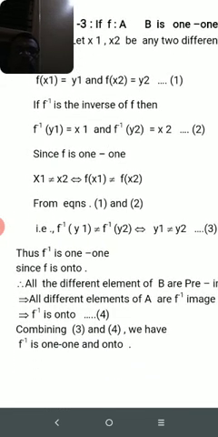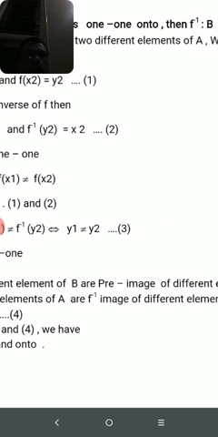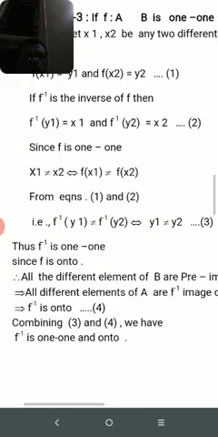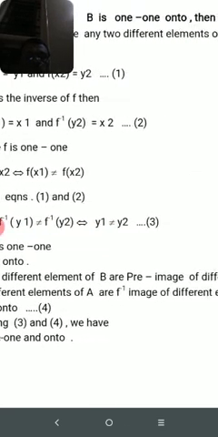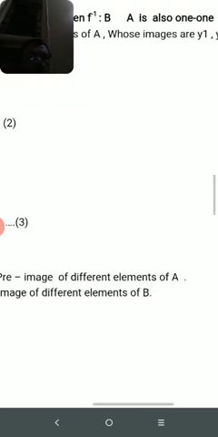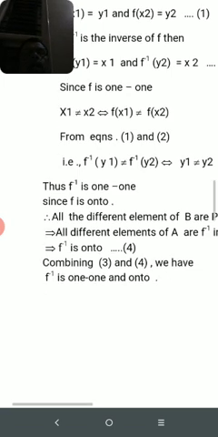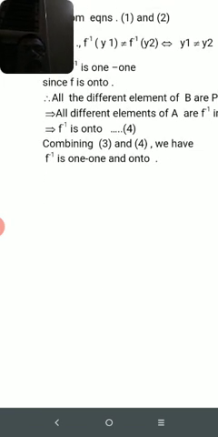Thus f inverse is one-one, since f is onto. Therefore all the different elements of B are images of different elements of A. Therefore all different elements of A are f inverse images of different elements of B. So it implies that f inverse is onto. Call it equation number 4. Combining 3 and 4, we have f inverse is one-one and also onto. Hence the theorem: f inverse is one-one and onto.